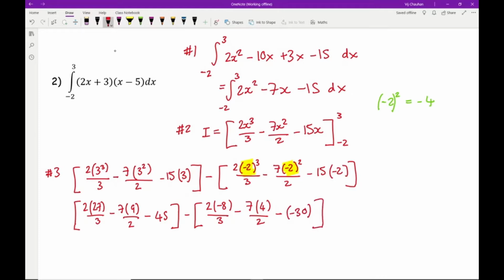Now I could go one or two steps. I could either enter this as it's written down exactly onto my calculator, or I can simplify this further using just common knowledge. So 2 times 27 is going to be 54, so that's 54 over 3. 7 times 9 is 63 over 2 minus 45, minus, and then 2 times minus 8 is minus 16 over 3, minus 7 times 4, which is 28 over 2, and then minus 30 is plus 30, and I close my brackets.